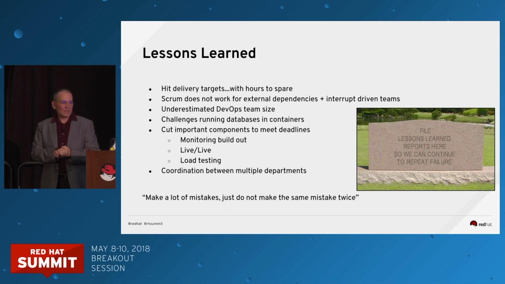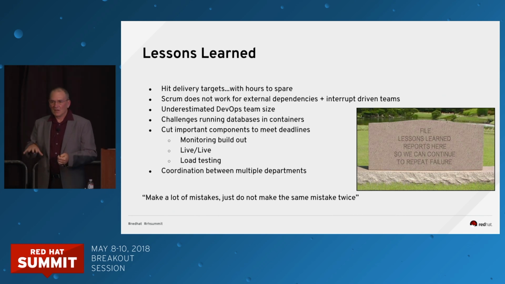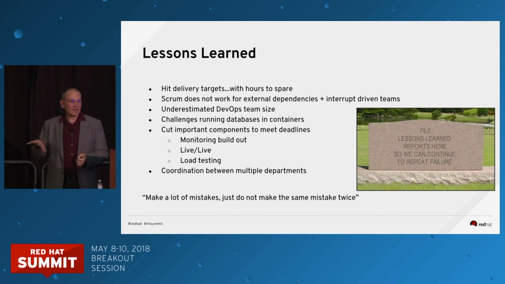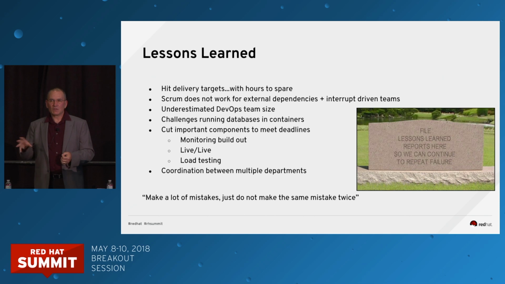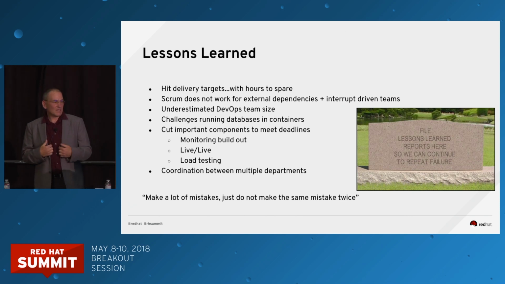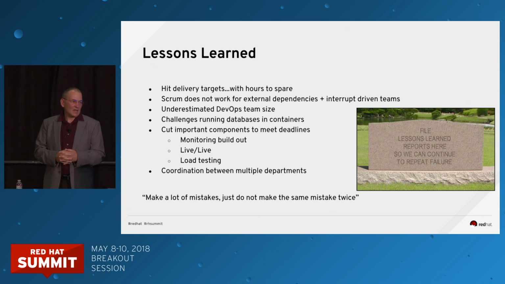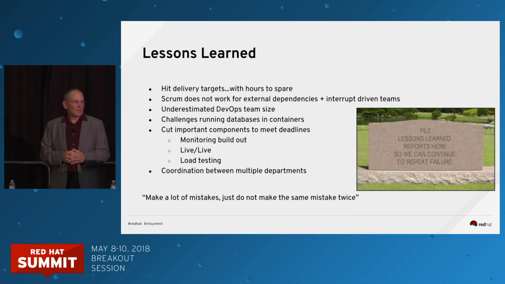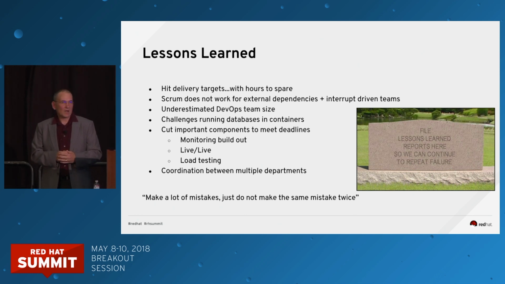We tried using Scrum for the DevOps team, but when we have external dependencies and interrupt-driven teams that are responding to issues and responding to questions, it was very hard to use Scrum methodology. So we've gone to more of a Kanban methodology, and it's working a lot better. I underestimated the size of the DevOps team. I was originally thinking I could do this single-handedly, maybe with one other person, and we needed to bring on a lot more resources to be able to do what we needed to do on time. And there's a lot more work that's still expected and still going on with this problem.